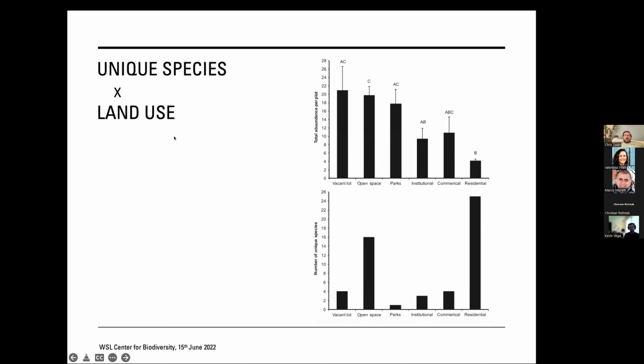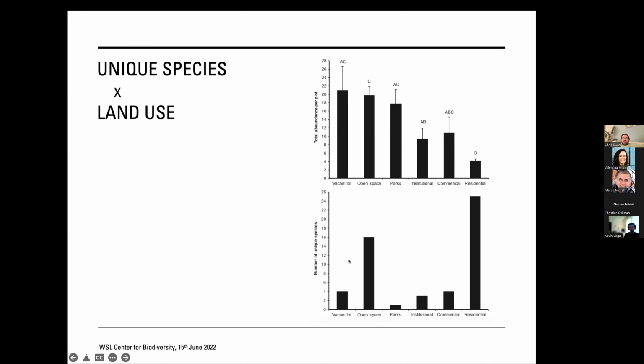And so we first want to show you the number of unique species by land use. So first up top is total abundance per plot. And I've arranged our plots, and you always see these arranged the same way, going from low investment to high investment. So vacant lot, open space, parks, institutional, commercial, and residential. And so abundance goes down from individual trees where there were more influence.